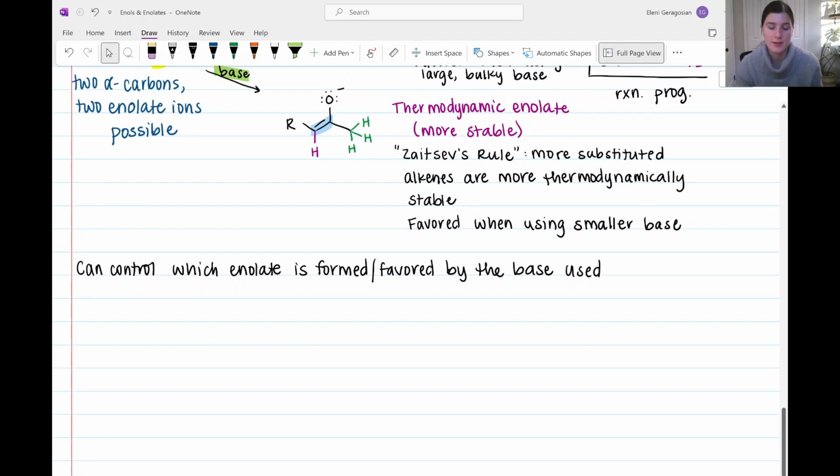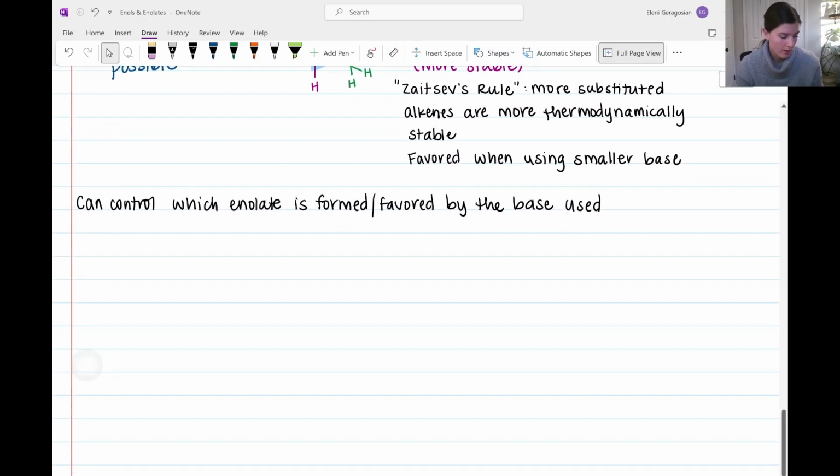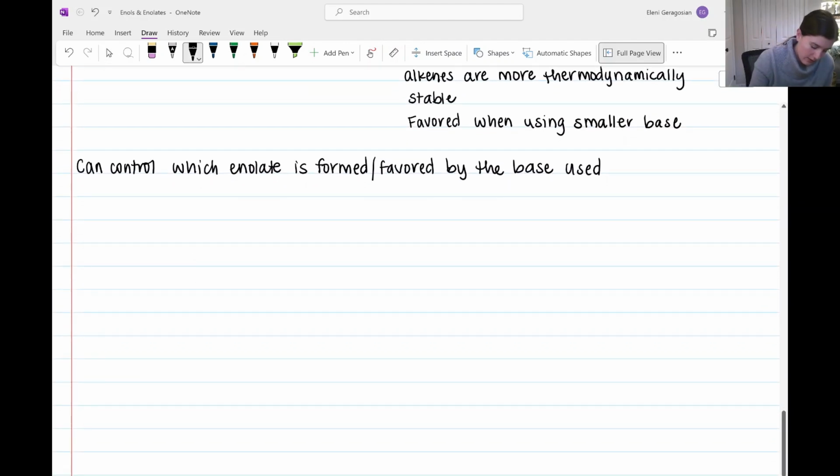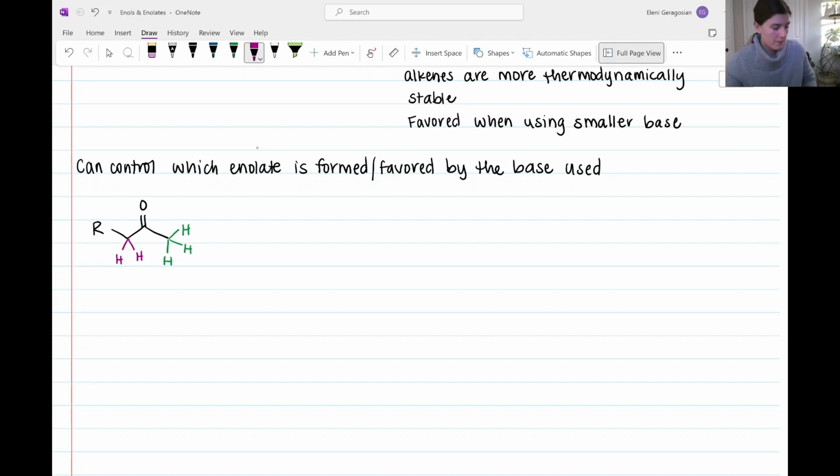Again, if you have an asymmetric ketone. So let's look at two examples here. We'll use the same general asymmetric ketone to talk through what's going on here. So we have our 3 hydrogens in the CH3 group. And then 2 hydrogens at the CH2. These are all alpha hydrogens.